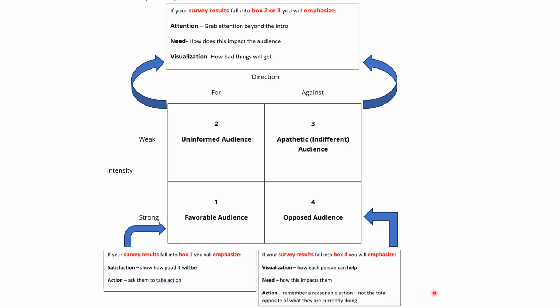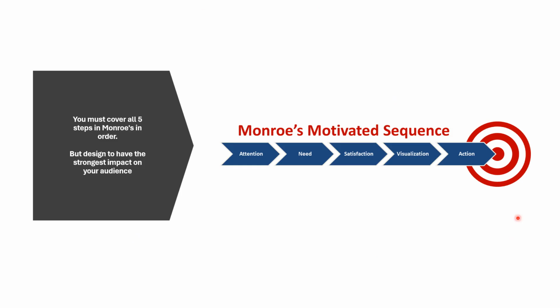Now, keeping in mind, this is a reasonable action, not the total opposite of what they're currently doing. So when you're doing that opposed audience, it's something very small that you're asking for. So you have to cover all 5 steps in Monroe's motivated sequence, and you have to cover them in this order. But you're going to emphasize some steps over others so that you can get the best impact.